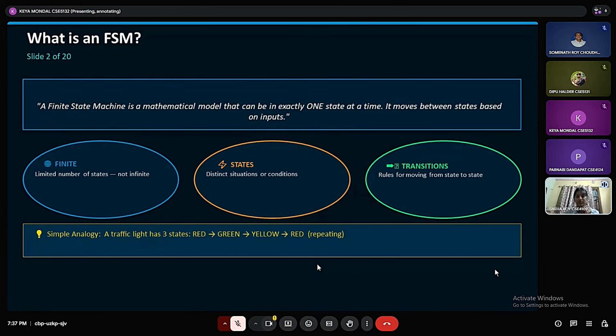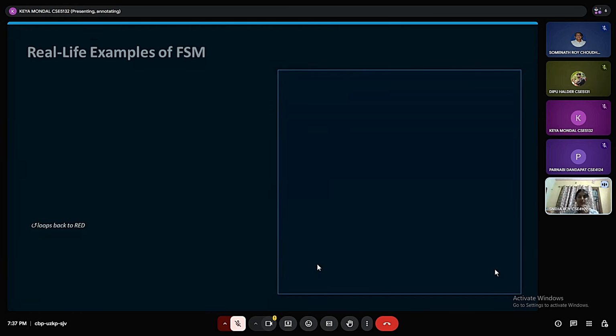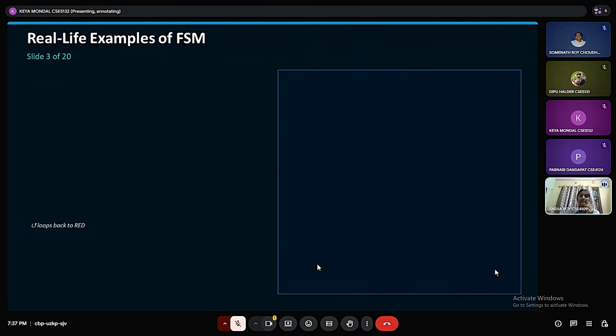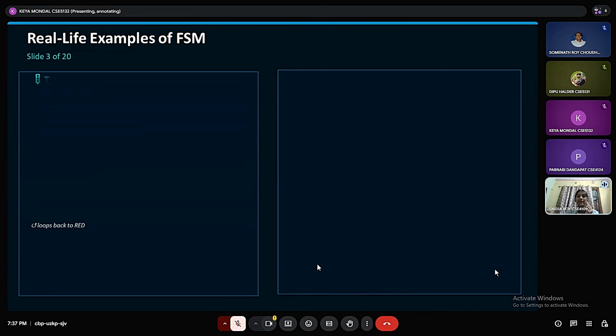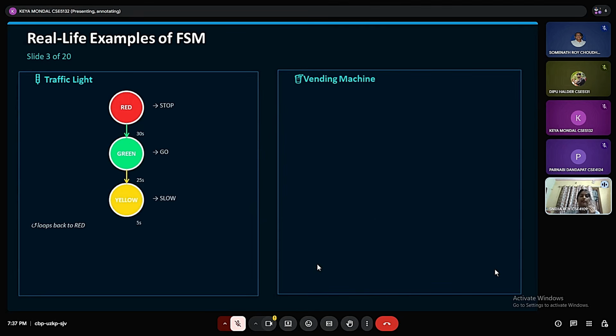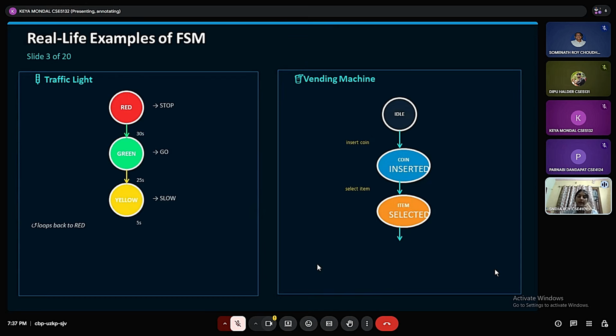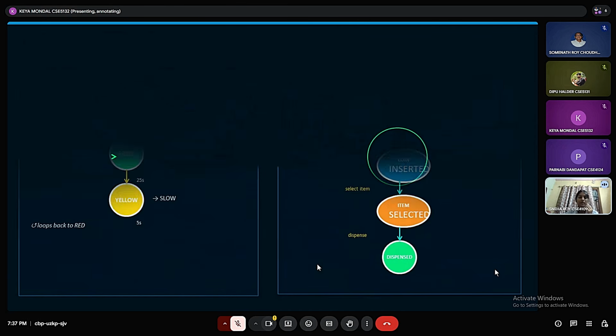Please change to the next slide. As I have also mentioned, a real life example of FSM is traffic light. It goes from red to green, and from green to yellow. Another real life example of FSM is vending machine. In a vending machine we insert a coin, then the item is selected, and then we get our desired thing as output. So it also goes through transitions.